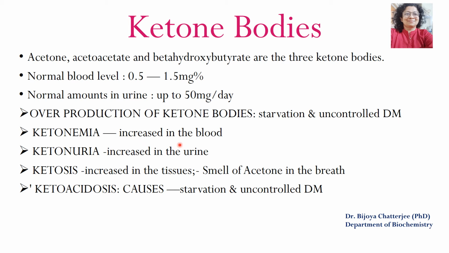Ketonemia is increased ketone bodies in the blood. Ketonuria is excretion of ketones in the urine. Ketosis is increased formation of ketone bodies in the tissues, and this leads to the smell of acetone in the breath, and it may cause ketoacidosis, which, as discussed, is seen in starvation and uncontrolled diabetes mellitus. Ketoacidosis is a serious condition, and it needs to be dealt with a lot of care.